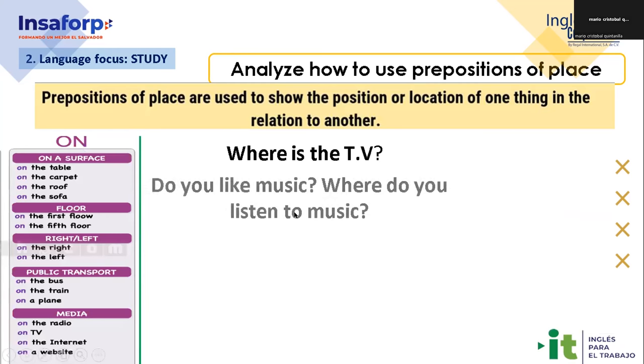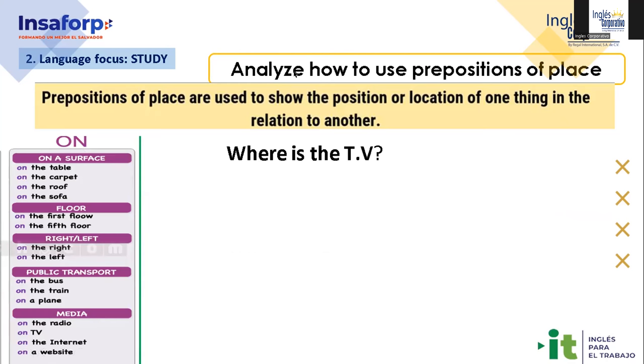Son nombres propios. Okay, so now let's see. On. Look at this. On. Johnny, please help us reading on. On. The usages. On a surface: on the table, on the carpet, on the roof, on the sofa. Okay. Floor, on the first floor. On the fifth floor, right and left. On the right, on the left. Public transport, on the bus, on the train, on a plane.